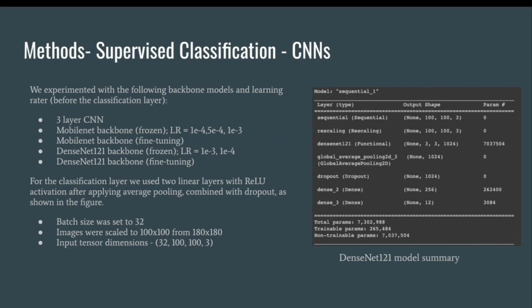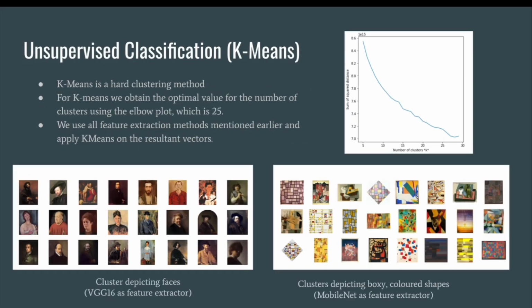We experimented with various CNN backbones and learning rates, with a fixed classification layer architecture. Here you can see the various parameter settings for our model. For the classification layer, we used two linear layers with ReLU activation after applying average pooling, combined with dropout, as shown in the figure. We also scale the image from 180 x 180 to 100 x 100 dimension and set batch size to 32.